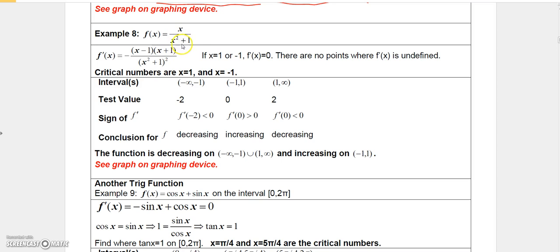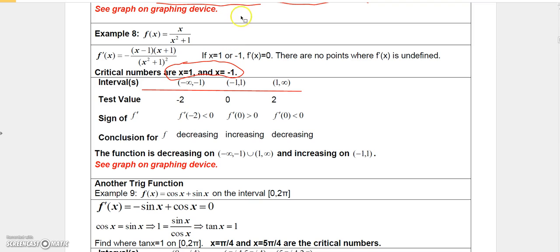Alright, so x over x squared plus 1, the derivative is minus x minus 1 times x plus 1 over x squared plus 1 quantity squared using the quotient rule. And so I get the critical numbers 1 and -1. So that's what I got when I set the derivative equal to 0. The denominator cannot equal 0 because x squared plus 1 can't be 0. So the only critical numbers you're going to get is 1 and -1. So I broke the number line up at -1 and 1.